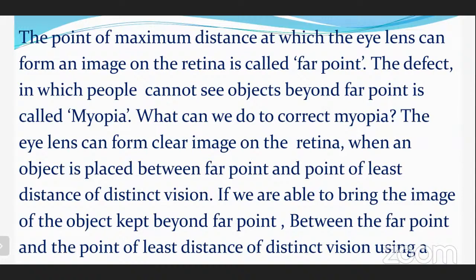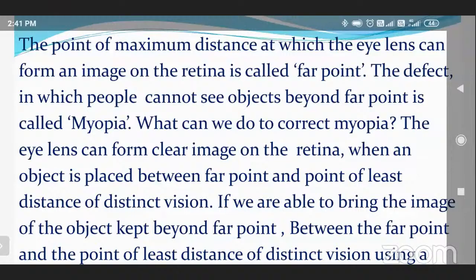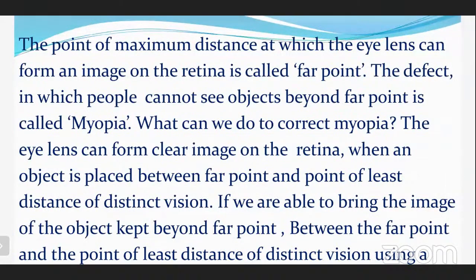The defect in which people cannot see objects beyond the far point is called myopia. Understand what the far point is? It is the maximum distance at which the eye lens can form the image on the retina. So people who have the defect of myopia can't see objects beyond the far point. If we are healthy, we can see beyond the far point also. Understand?